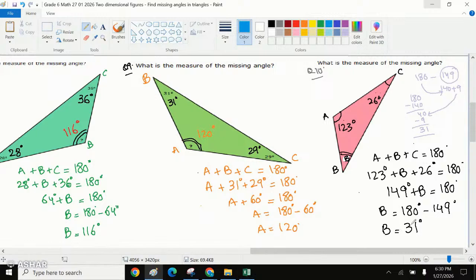What you are saying is it should be 32. How is that possible? 123 plus 26. 3 plus 6 is 9. 2 plus 2 is 4. And this is 1. And once we say 180 minus 149, this becomes a 7, carry 1. 10 minus 9 is 1. 7 minus 4 was 3. So 31 is your answer.